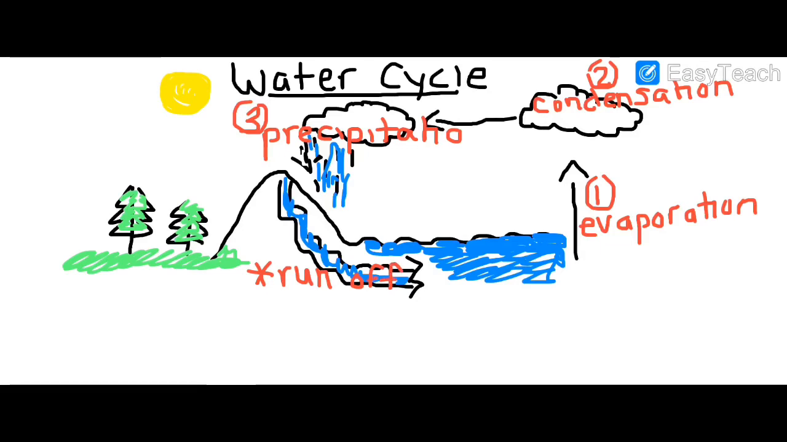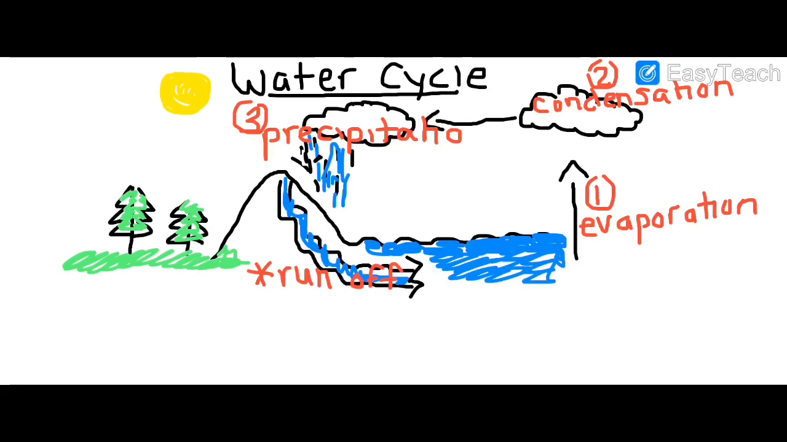Runoff basically means exactly what it says. It is running off of surfaces, heading toward larger bodies of water. So you can see that it's going down my mountainside and it's running to that big body of water that I have on the far right here.